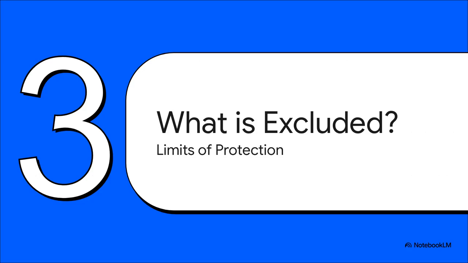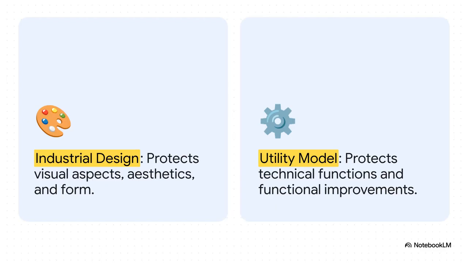Section 3. What falls outside of this protection? What's excluded? People get this mixed up all the time, so let's make the distinction super clear. Industrial design is exclusively about aesthetics and form. It never, ever protects how a product actually works, its dimensions, the materials you used, or how you manufactured it.